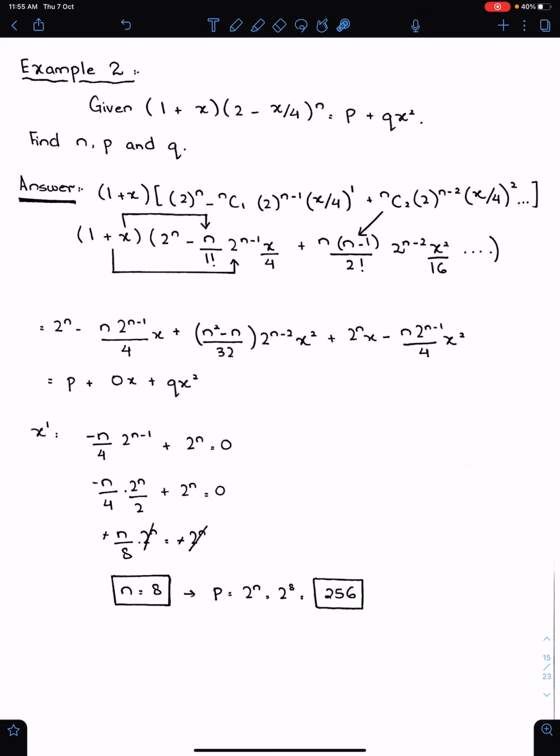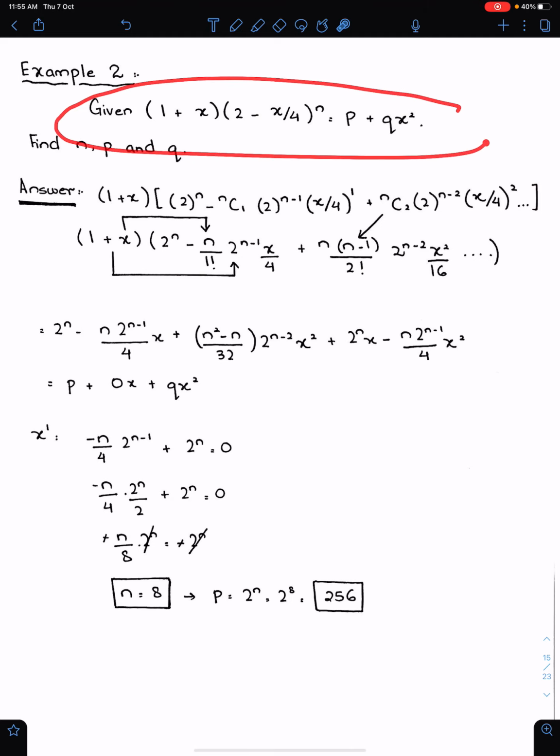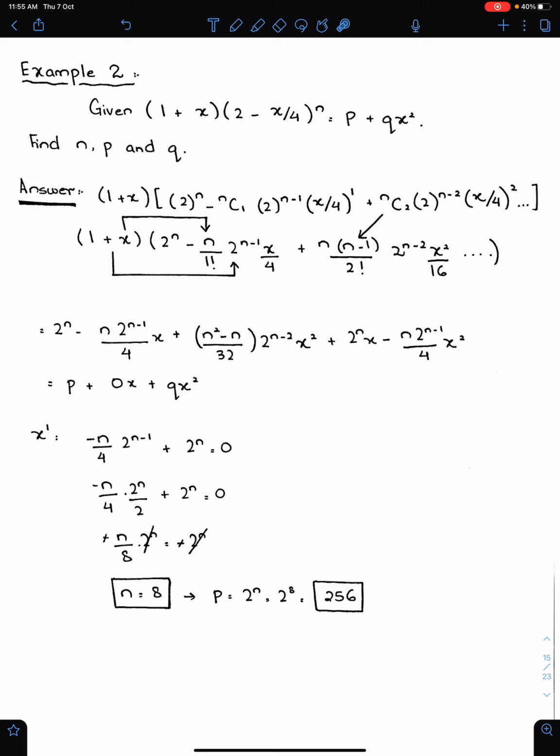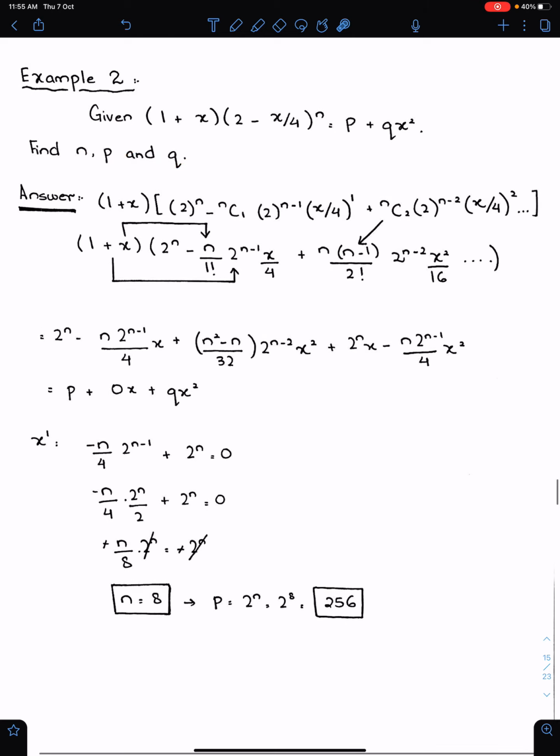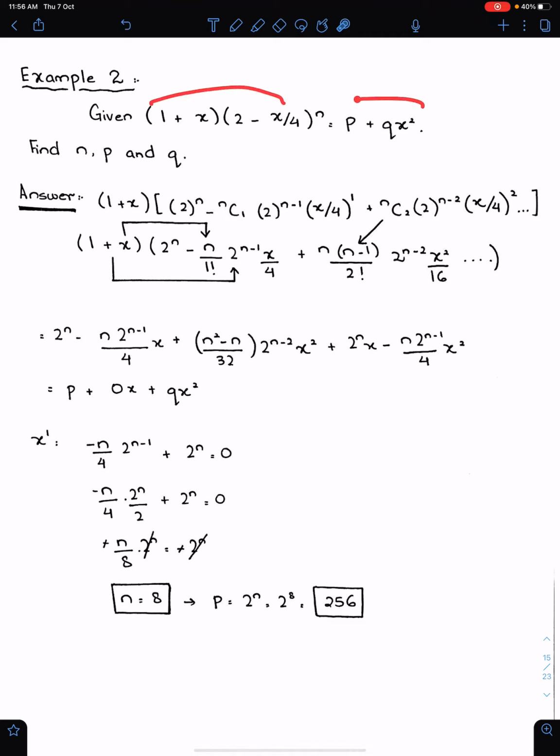Example 2. We have to solve this. We need n, p and q. So you just need to observe this question carefully. See, this is the expanded form of these expansions. So you need to expand these two up to and including the term x square. This has power 1, so you just need to copy this. You need to expand this till x square. So 2 power n.